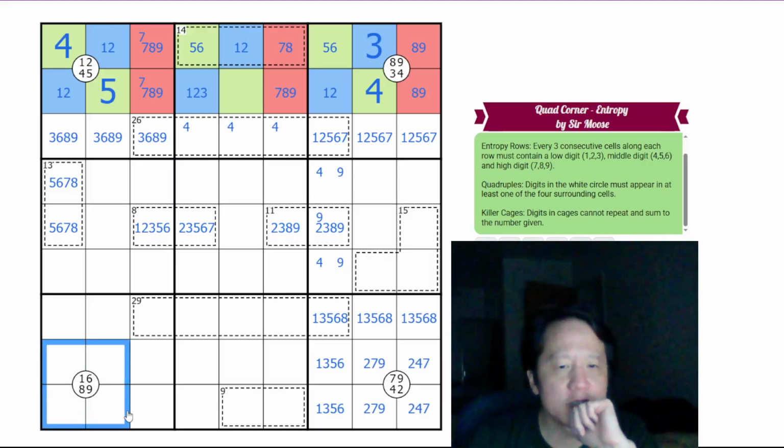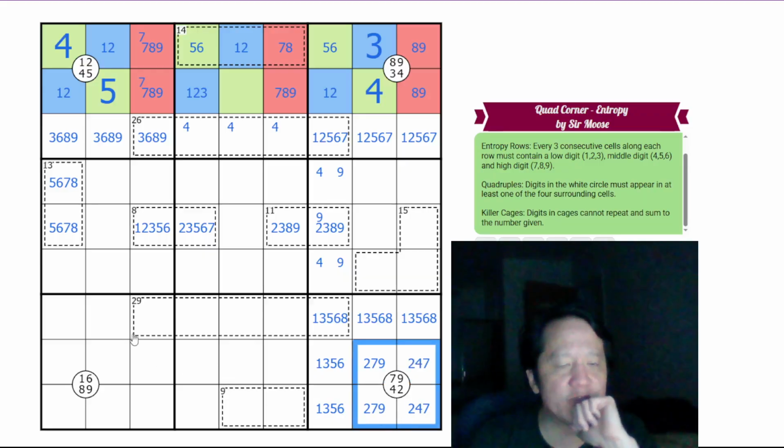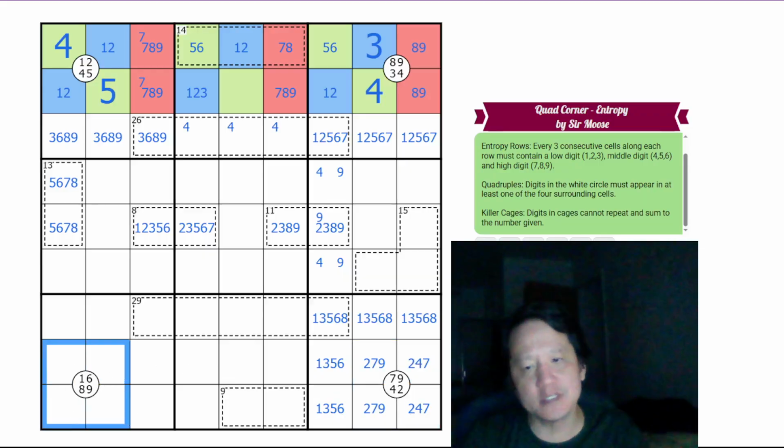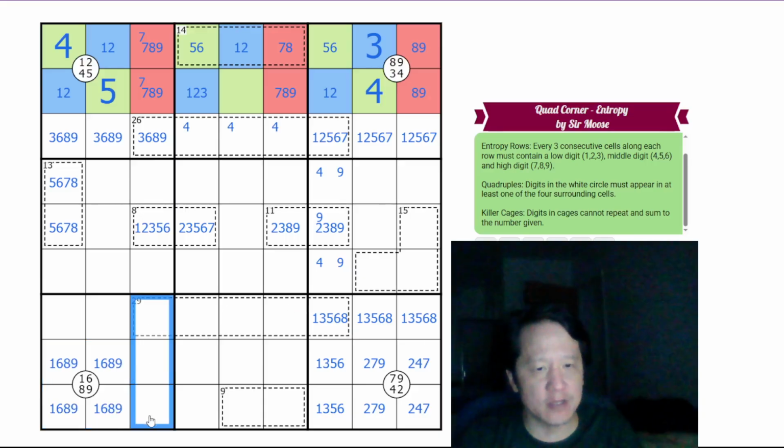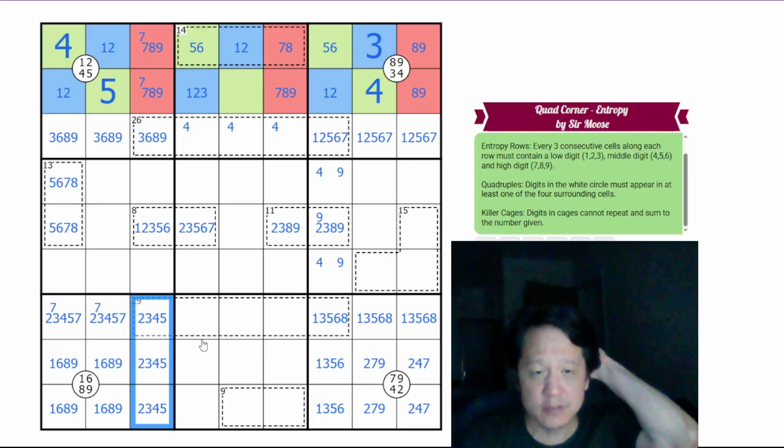Where is 9 in row 7? So this is 1, 6, 8, 9 here. 7 cannot be any of these. So 7 has to be one of these two. Remaining digits in this box are 2, 3, 4, 5, and 7. And 7 again cannot be any of these.